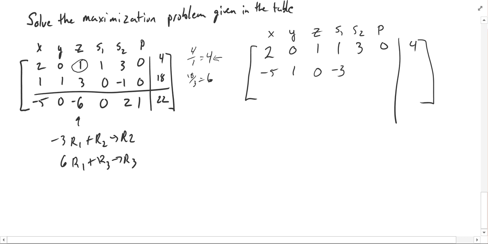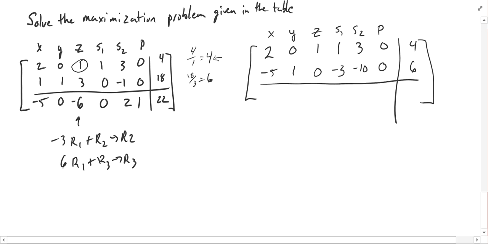-3 times 3 is going to be -9. Plus -1 gives me -10. -3 times 0 plus 0 stays 0. And -3 times 4 is a -12. -12 plus 18 leaves us with a +6.